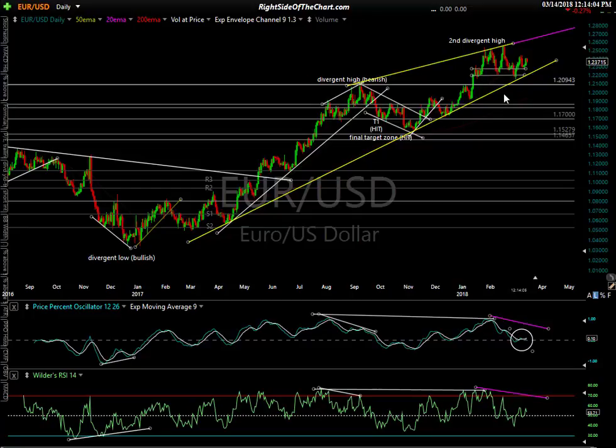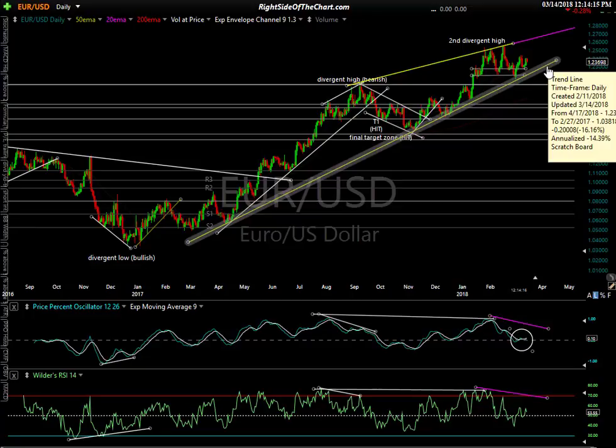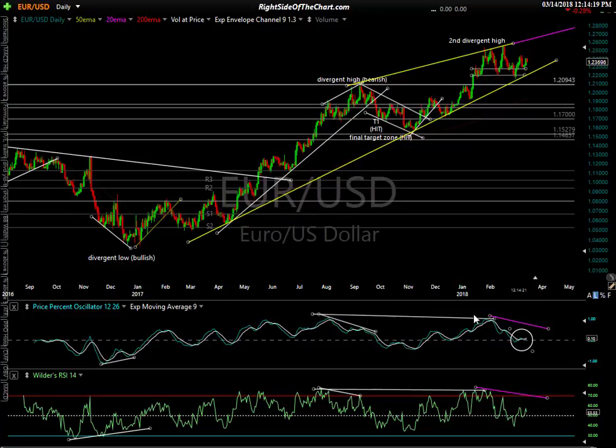When this chart is going up, the euro is rising and the US dollar is falling. So the euro has been climbing against the dollar, meaning the dollar's been in a downtrend. And so what you want to watch is this trend line break. It's pretty well defined. And as you can see, we had a divergent high right here at this point. We had a divergent high here.